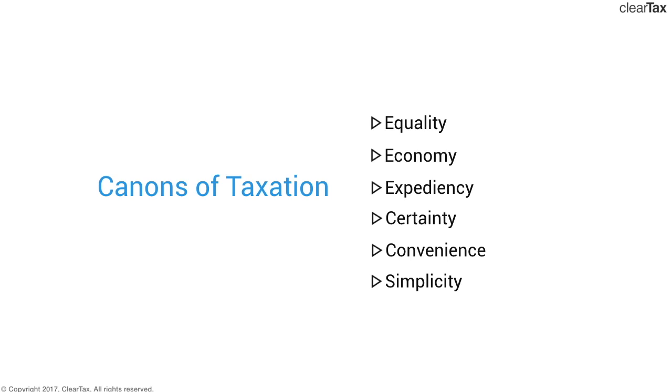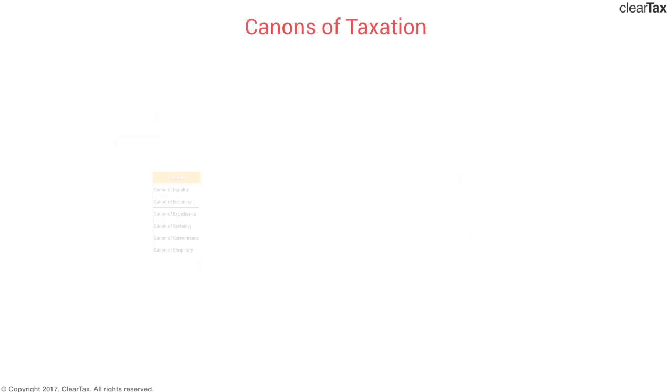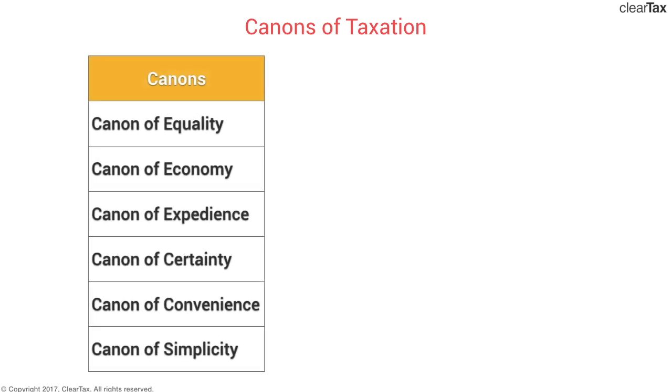In the previous section, we've discussed all the 9 canons in great detail. Let's focus on the 6 canons which are relevant to taxpayers and analyze them for the current tax structure as well as GST. We know that India's tax structure can be broadly divided into 2, direct tax and indirect tax, and GST falls under indirect tax. So let's start our analysis for the direct tax structure.